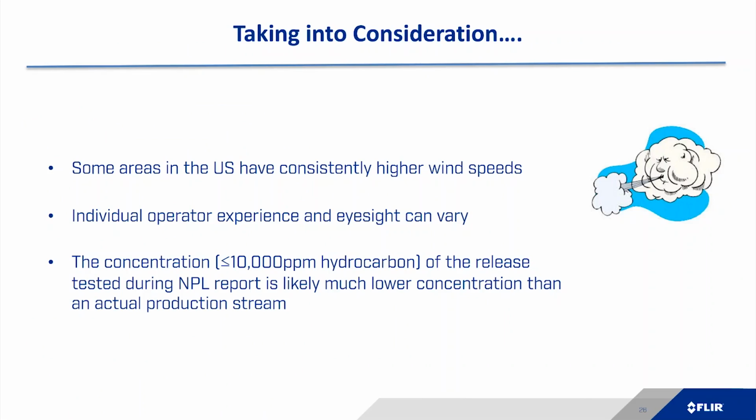Other things to take into consideration: obviously, some areas in the U.S. have consistently higher wind speeds than what we did testing on in the MPL test reports. So we're by no means saying that just because MPL testing only went up to 20 miles an hour, that means this technology is only worthwhile up to 20 miles an hour. That is by no means true. That's just as high as the MPL testing report went.